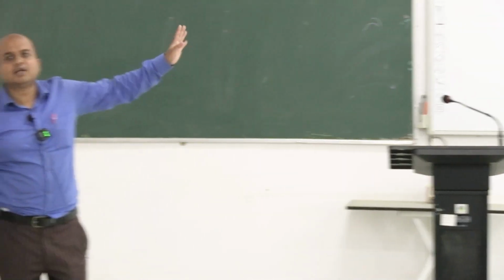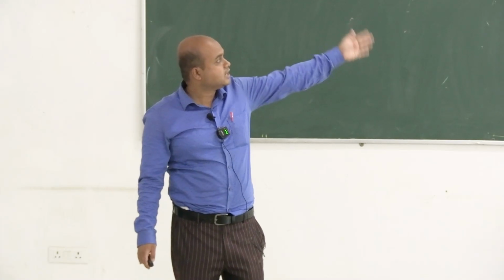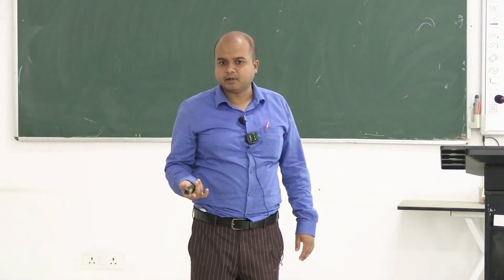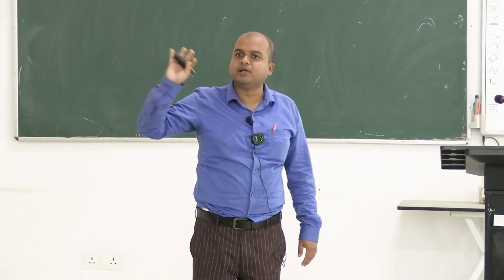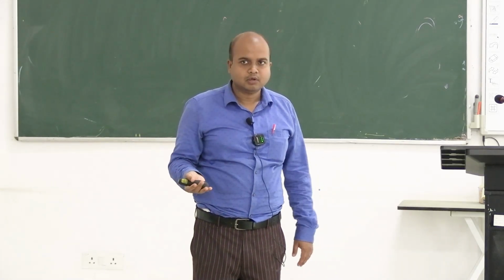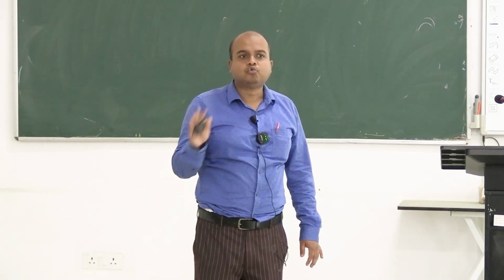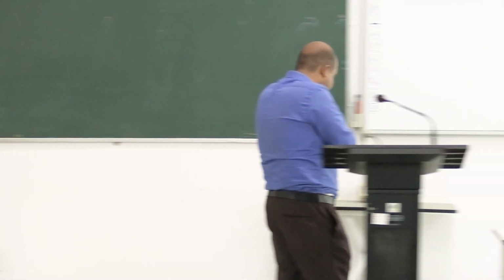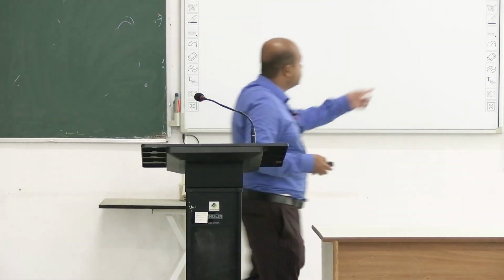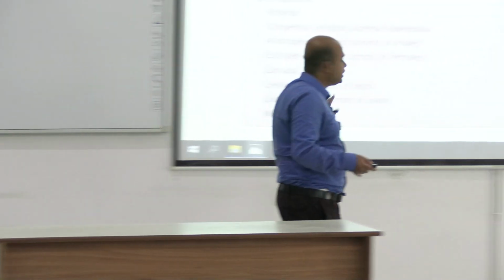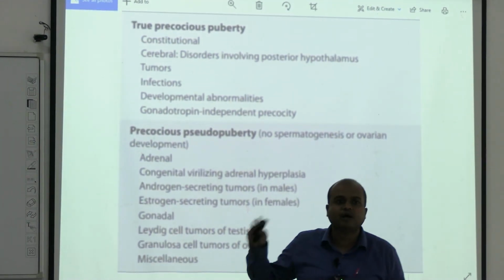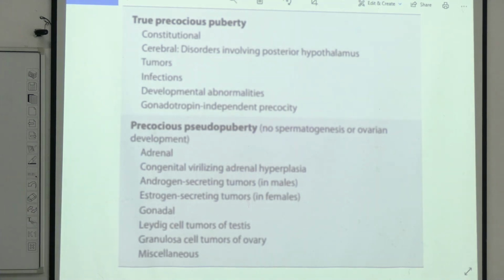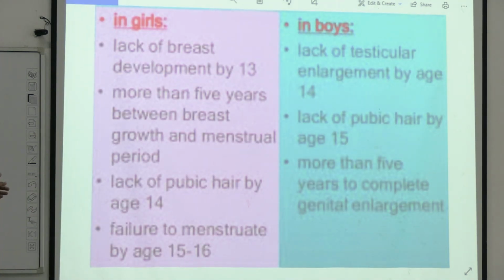So hypothalamic disorders leading to endocrine problems can be associated with true precocious puberty. It can also be gonadotropin independent, where FSH and LH are normal but it is independent and the cause can't be found out. Everything is possible. So what is true? True is sometimes also called central, mostly depends on central problems, and precocious pseudo puberty is that there is no spermatogenesis or ovarian development. There are some causes like pseudo hermaphroditism, tumors can be there, but those are outside the central nervous system, right?